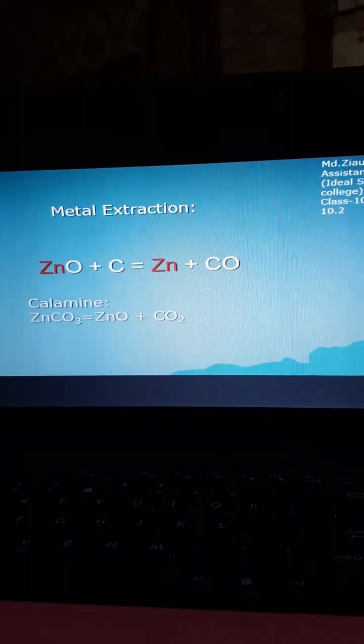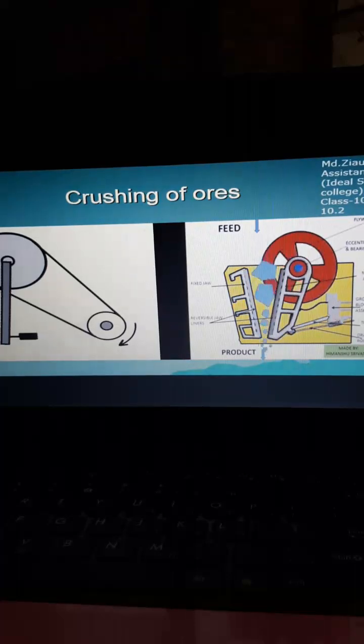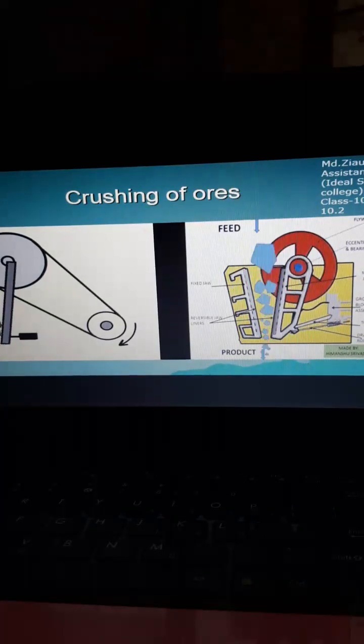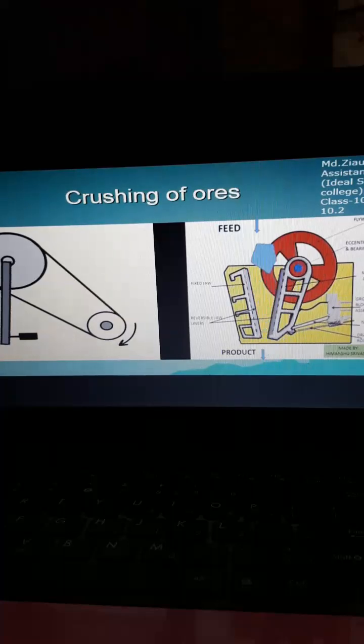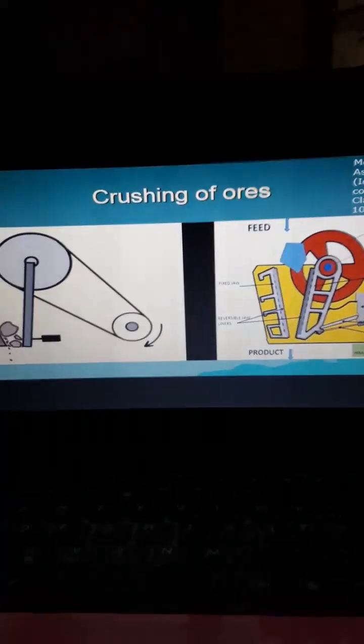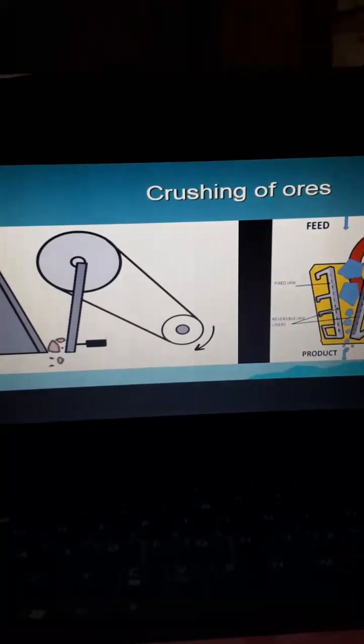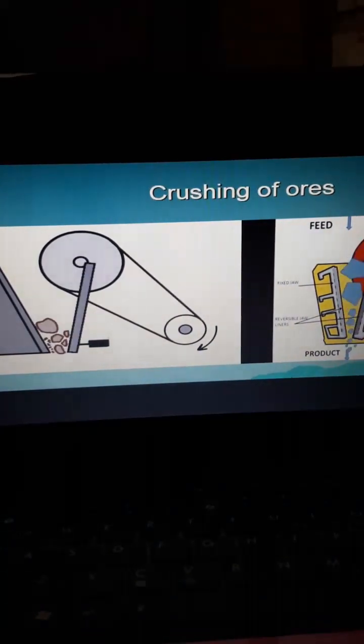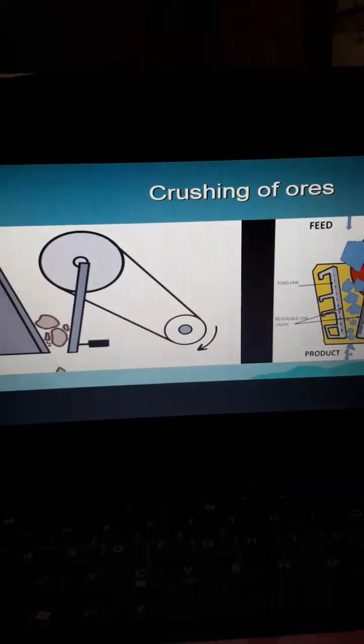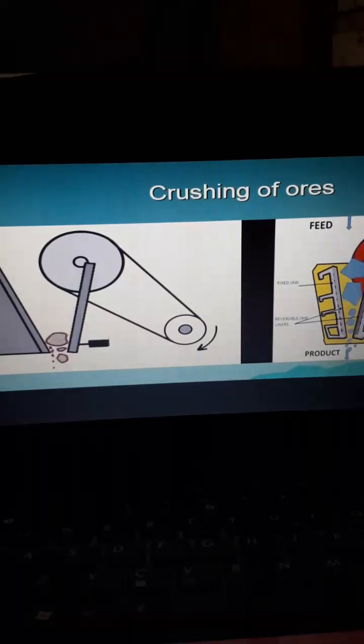So we have to crush. Here you can see the diagram easily. On the left hand side, here you can see the larger pieces of ore like a stone. You can see it's converting into a smaller one. It is converting into a smaller one. So this is called crushing.